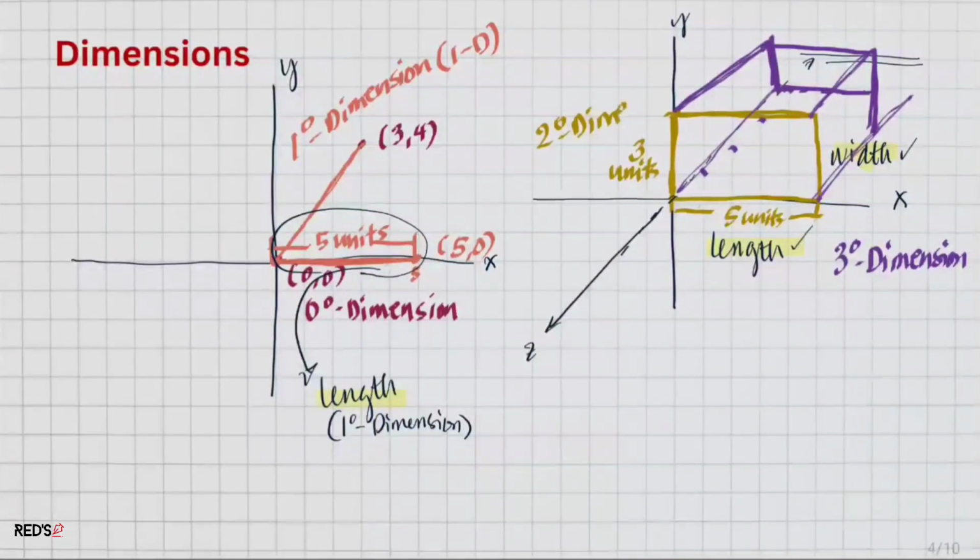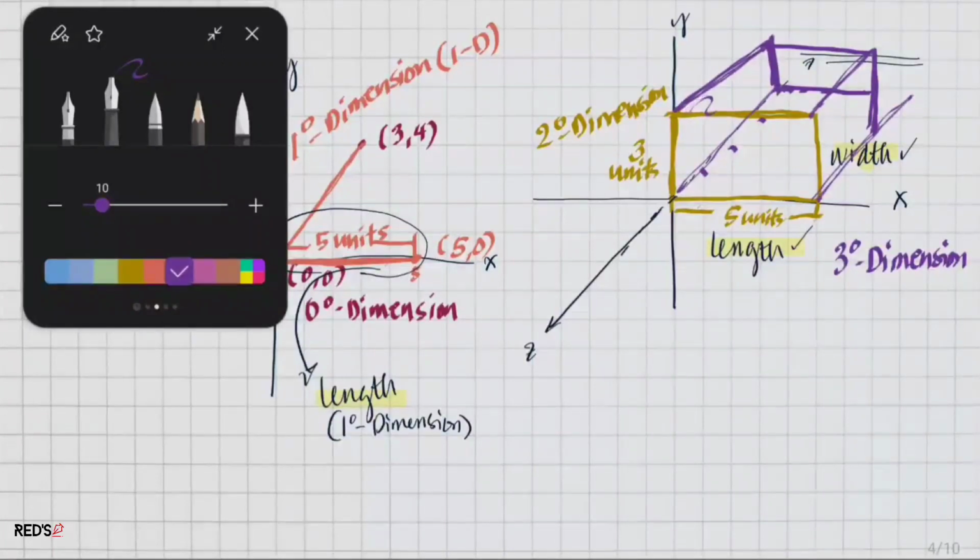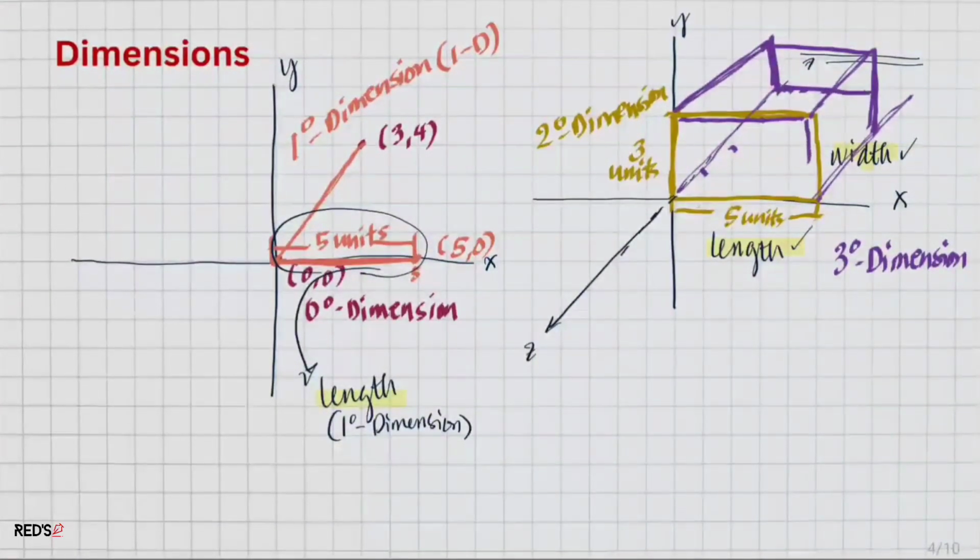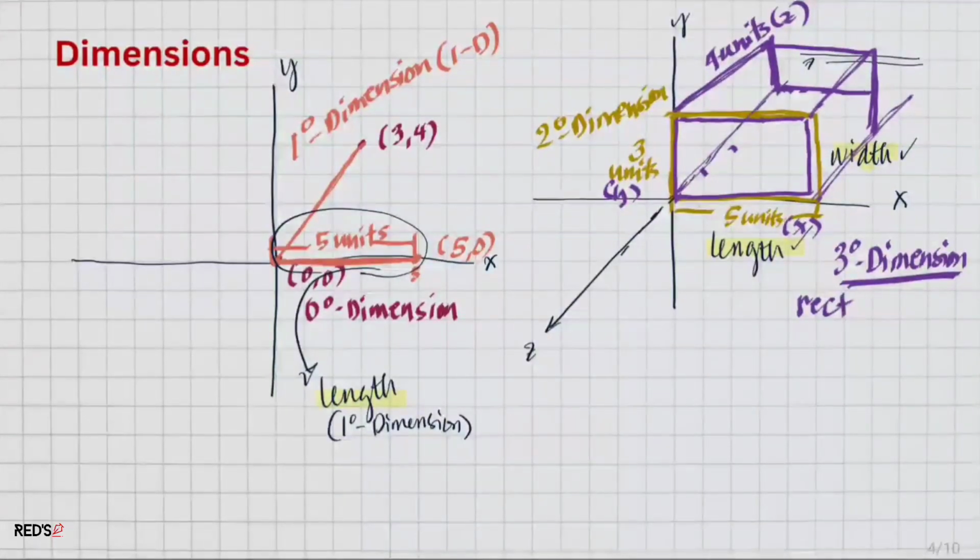2-degree dimension. Okay. Now the violet ones, I'll just put another line here for the violet. So you have here 4 units along the z, 3 units along the y, and 5 units along the x. That composes your 3-degree dimension. So this is what we call a rectangular prism.